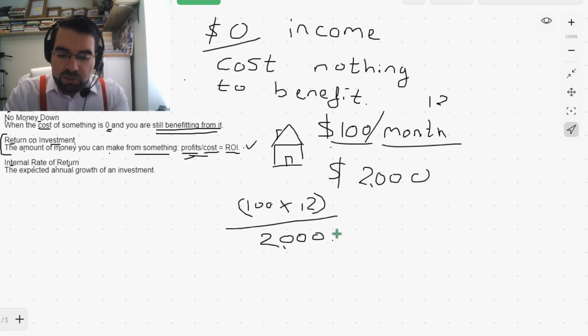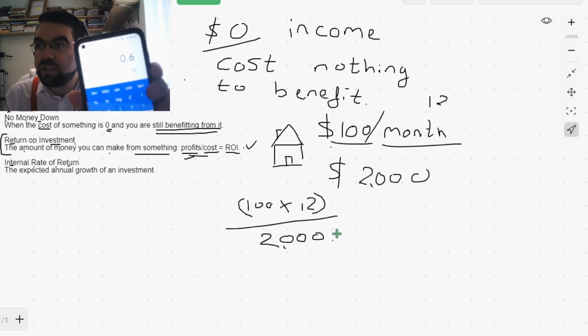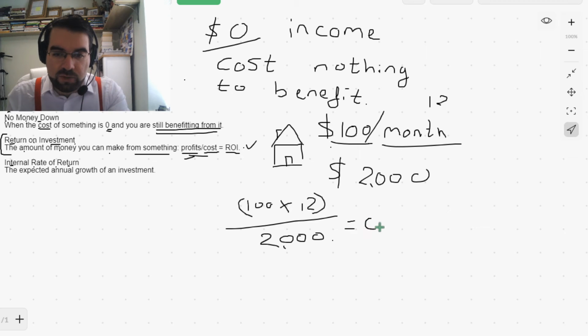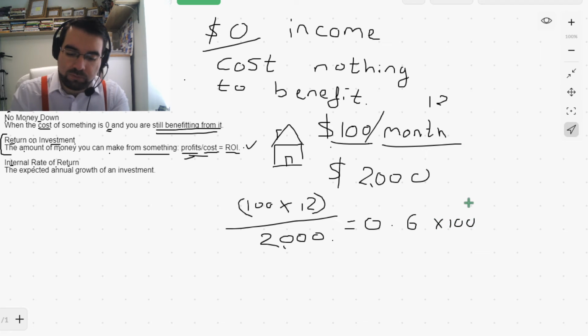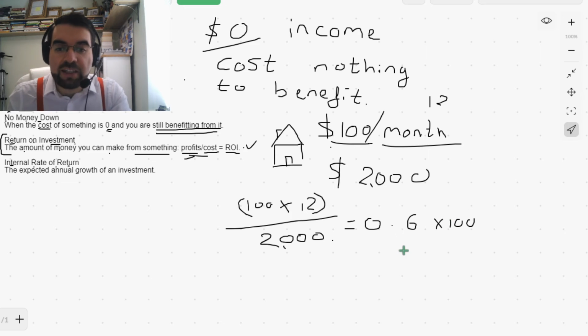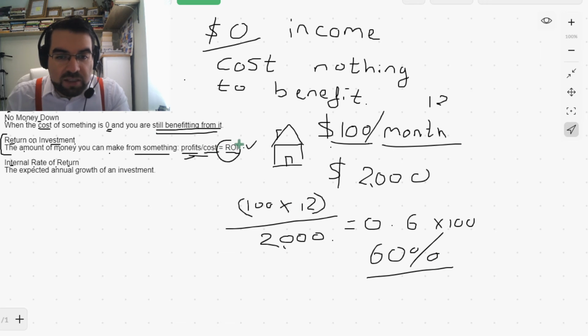Let's do those numbers quickly on a nice little calculator. So 100 times 12 is 1,200, divided by 2,000. That's 0.6. Then let's multiply that by 100 to express it as a percentage. So it's 60%. A 60% ROI.